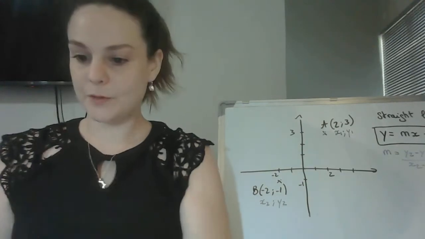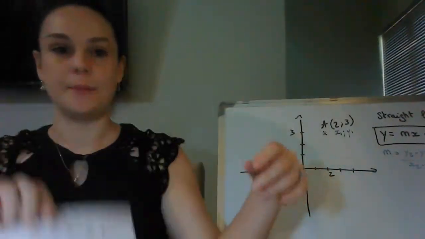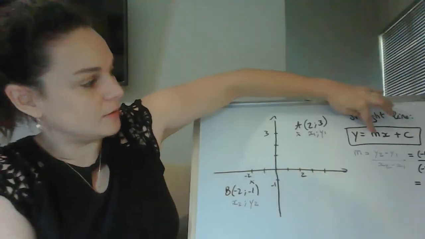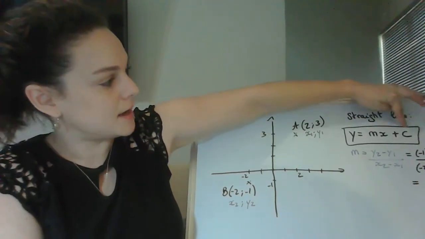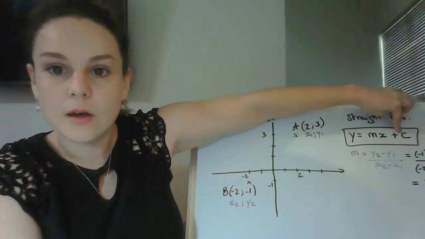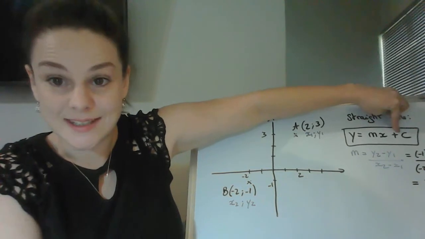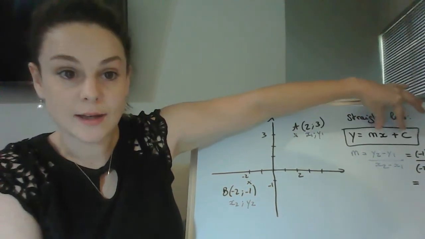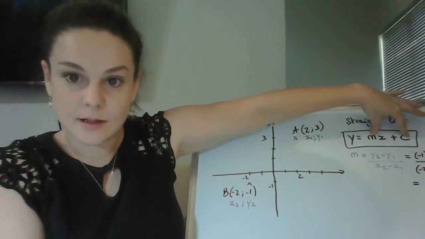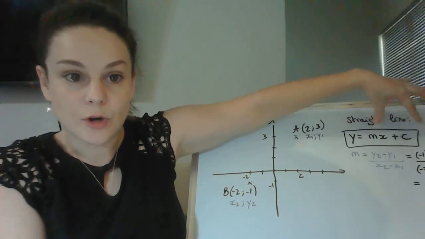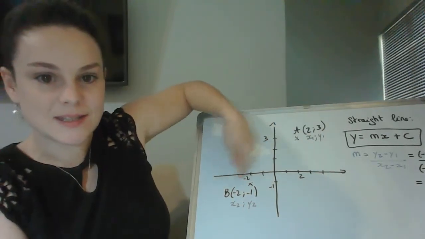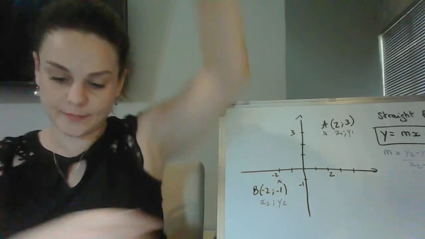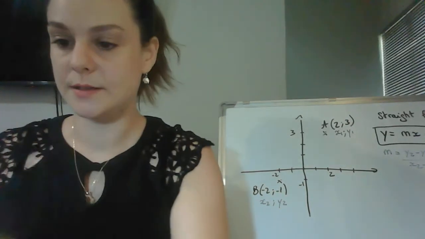Alright, so let's do it together. To find the equation of a straight line, it's in 2 steps. The first step is to find the value of the gradient, and the second step is to find the value of the y-intercept. That's c here. So you have 2 things to find, m and c. And these values for m and c are going to create this line that you're looking at.